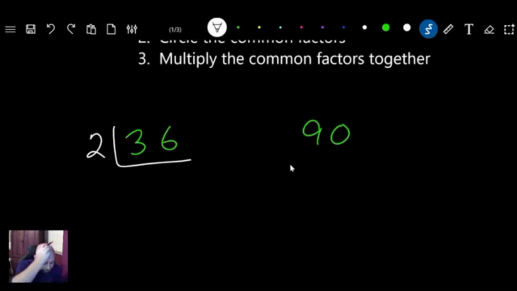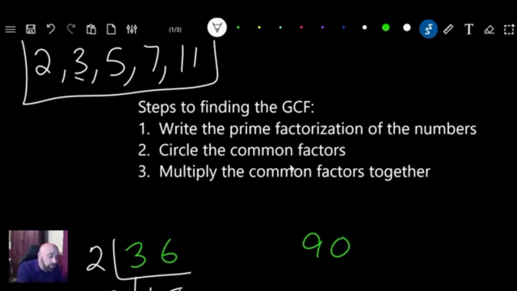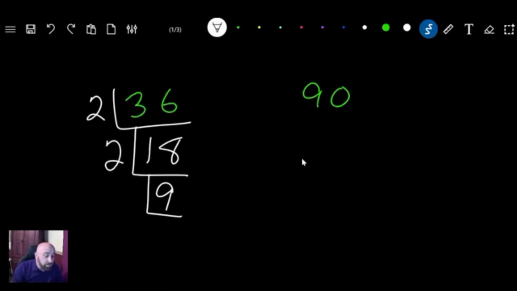So 2. 2 goes into 3 how many times? 2 goes into 3 one time. Carry the 1, 16. 2 goes into 16 8 times. 2 goes into 36 18 times. Do a 2 again, and that goes in 9 times. Try 2 again. It doesn't work this time, so then we have to go to the next one. So now we go to the 3. 3 goes into 9 how many times? Well, it goes 3 times. Notice we got a prime number here, so we are done.